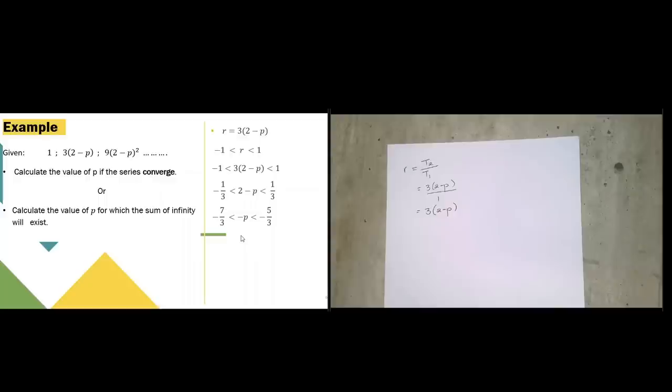Then if I take the 2 over to both sides, I get negative p is greater than negative 7 over 3 and smaller than negative 5 over 3. And then please remember, grade 12, that when you multiply or divide by a negative, the sign of your inequality changes. And we then get that p is smaller than 7 over 3 and bigger than 5 over 3. And those are the values that will make this series converge.